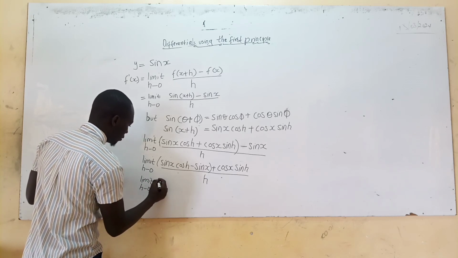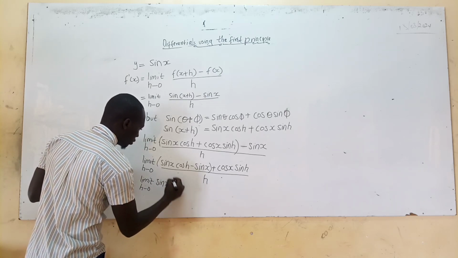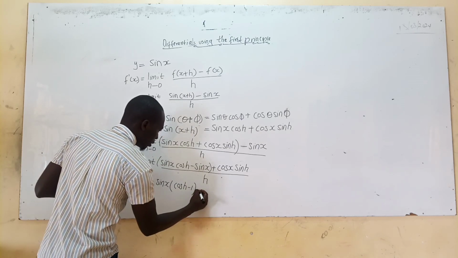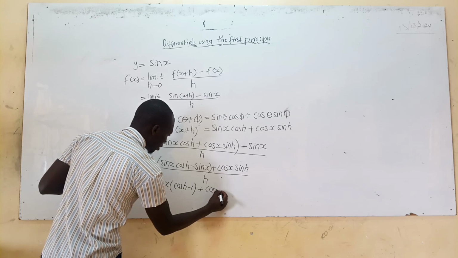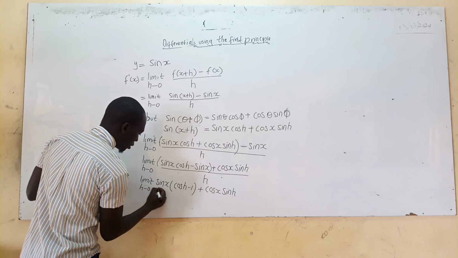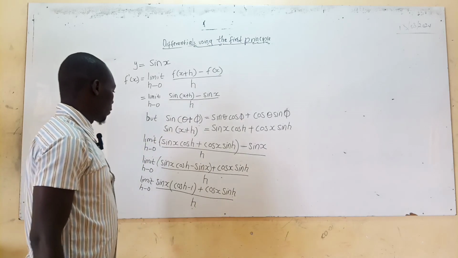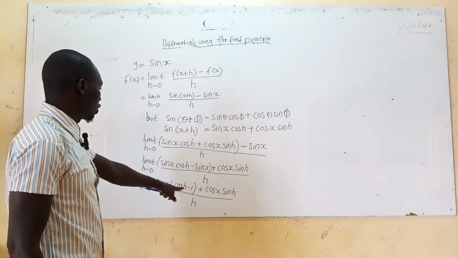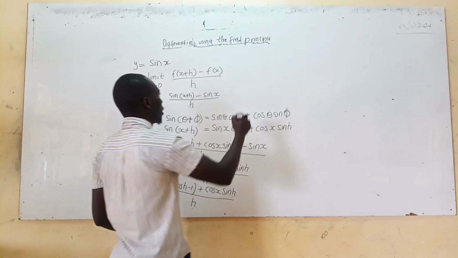and we are going to have the limit as h approaches 0 of sine x into cos h minus 1, plus cos x sine h, and everything now will be all over the term of h. So from here now we are going to distribute the limit in each and every term.